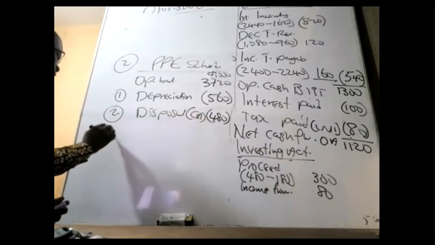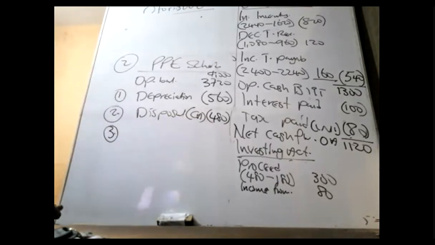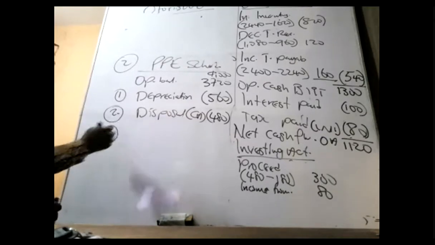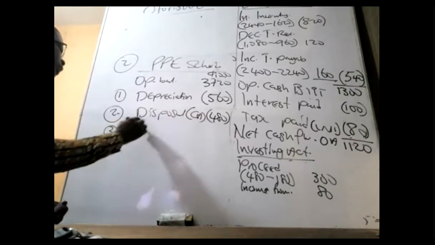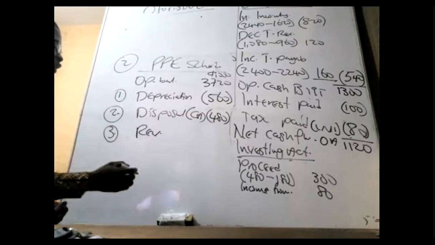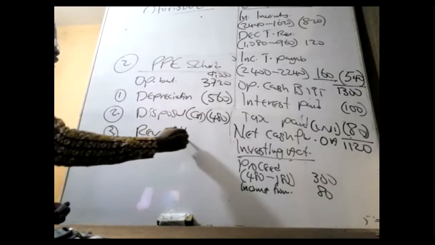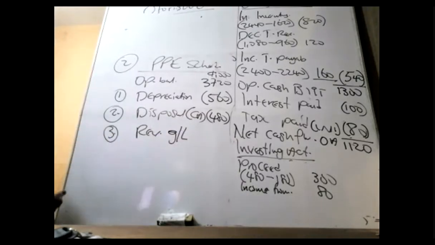Item number 3. I am listing the common ones, which you find in most of the questions. When I'm done, I'll add the ones that are not common. Look for revaluation. If it's a gain, add. If it's a loss, subtract. That is all. How do you know? Check the revaluation reserve or the capital surplus balance.